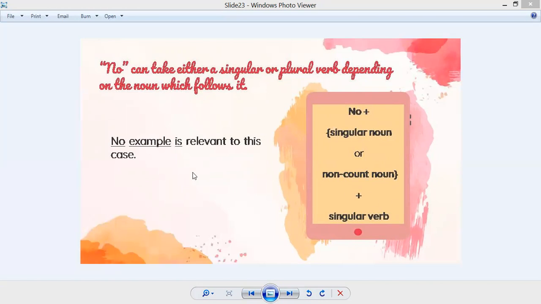Say for example, no example is relevant to the case. यहाँ पे जो example है, it is a singular noun, right? And since it is singular, it is going to be followed by a singular verb. Is over here. यहाँ पे are use नहीं किया हमने.